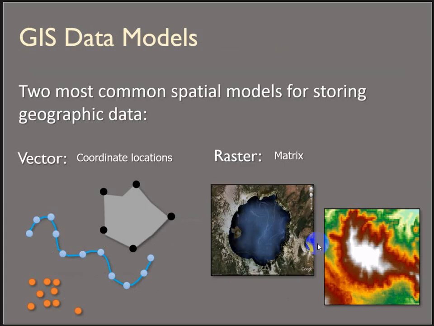All right, so here it is, two fundamental models for storing geographic data. Vectors, which are based on specific coordinate locations and can store information about each location. And rasters, which are a matrix of cells that cover a whole area. So in this course, we're going to be primarily using single band rasters, which means that each cell or pixel stores one value.